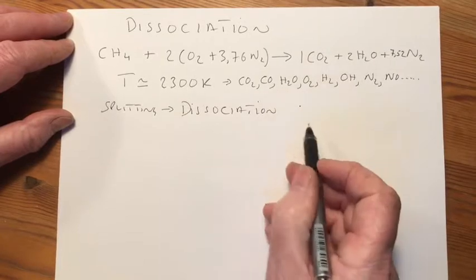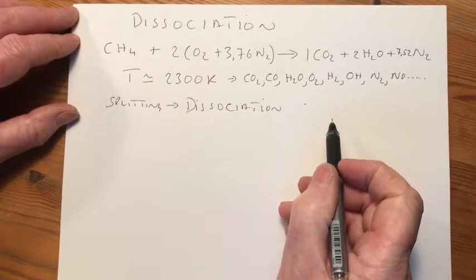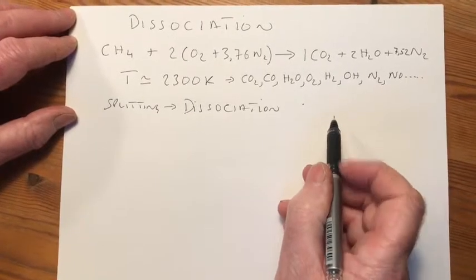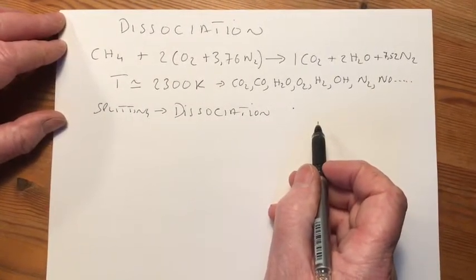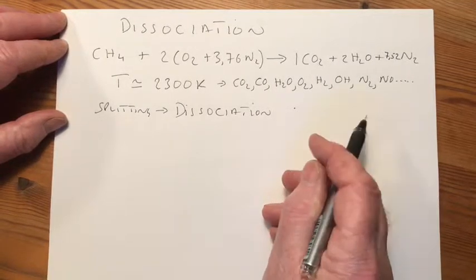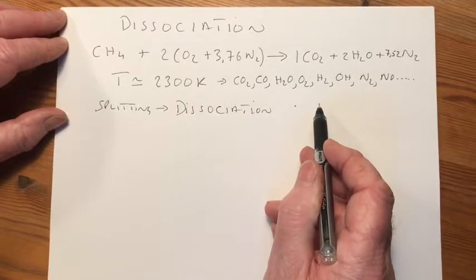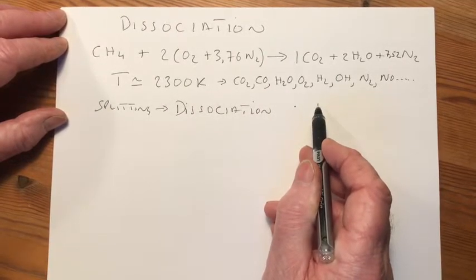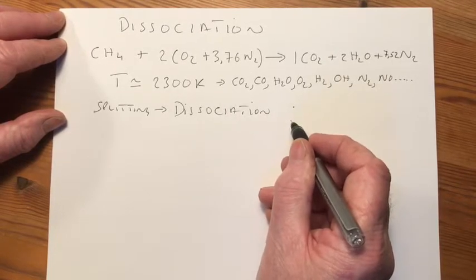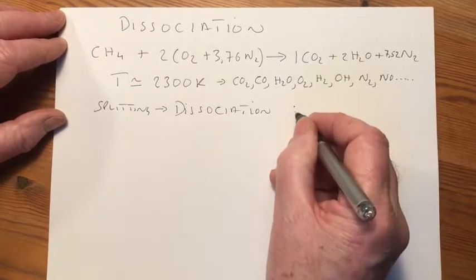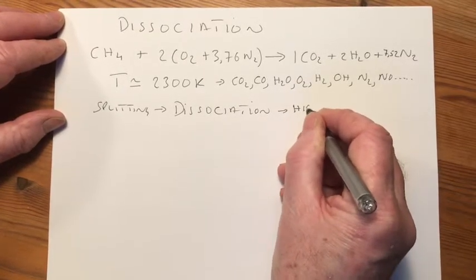Now, dissociation will occur at room temperature. So in this room here, there is O2, there's also O and O3, ozone. There's also a small amount of water in the air. There's also H2, which comes from atmospheric air. There's also H and everything else. But the dissociation which occurs at room temperature is extremely small. So dissociation is normally associated with high temperature.